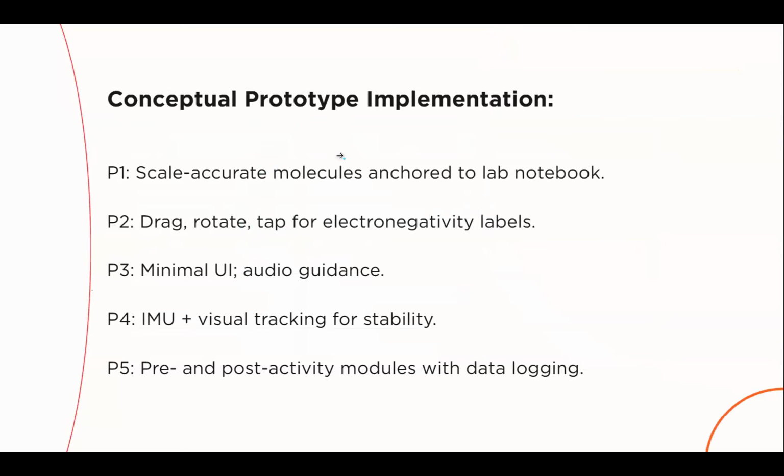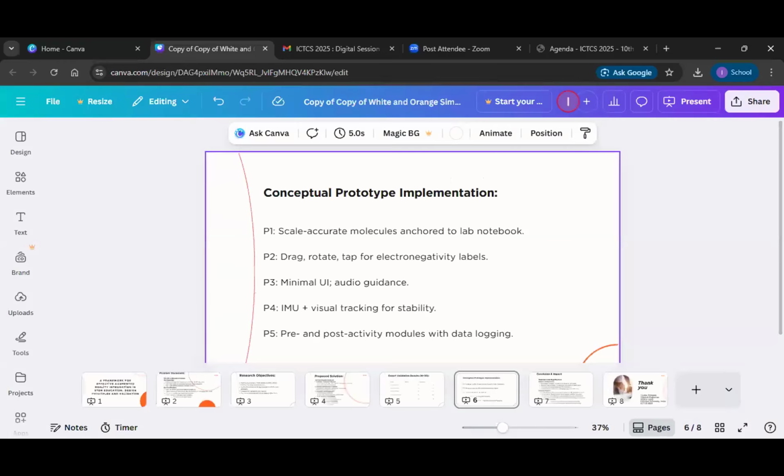Coming to the conceptual prototype, we are taking, for example, a chemistry lab design, and we're studying each and every principle, how it is implemented here. The first principle is contextual alignment.